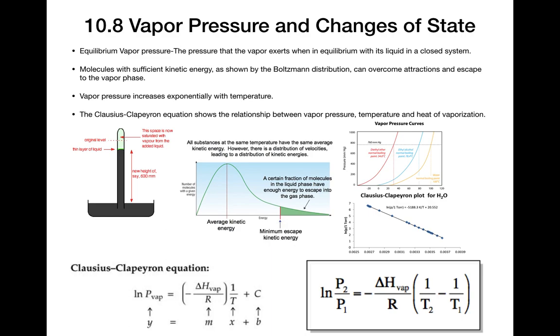If you take 2 points on that plot and do the math on finding the difference between the natural log of P2 and P1, you can get the equation here below, which says if you give me 1 vapor pressure, the heat of vaporization, and 2 temperatures, I can give you the other vapor pressure for the second temperature by using the Clausius-Clapeyron equation.